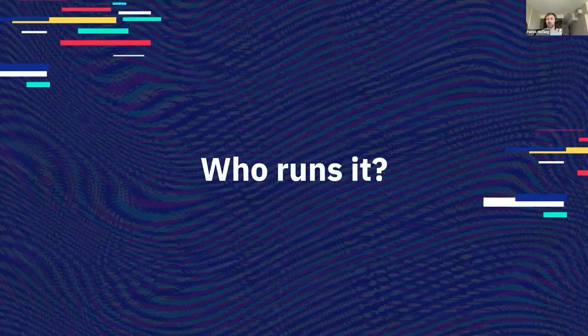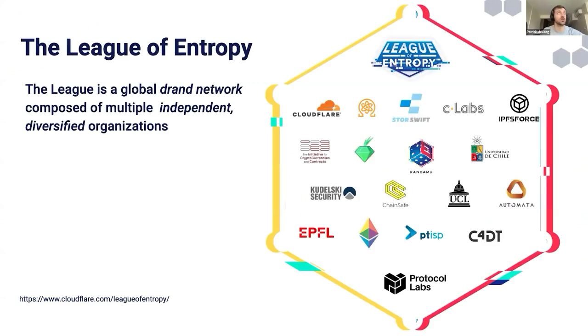This is about running the world's first threshold network after all. It's run by the League of Entropy, which is a global DRAND network run by a consortium of different organizations across a lot of different spaces. Web2 companies like Cloudflare, Web3 companies like Ethereum Foundation, Protocol Labs, universities like École Polytechnique Fédérale de Lausanne, UCL in London, a couple of other Web3 companies, multiple ISPs. In essence, we try and keep a wide range of different stakeholders in the League of Entropy such that there's never an over-concentration in one particular group.